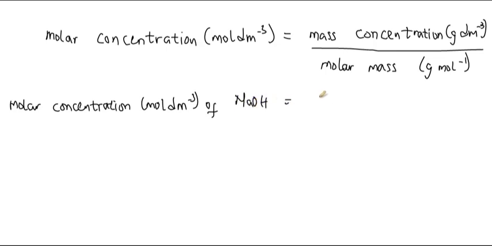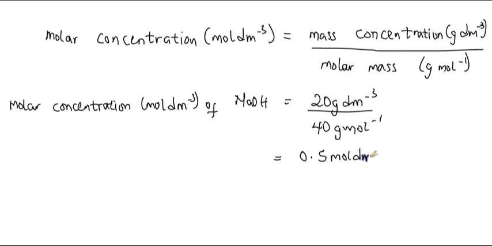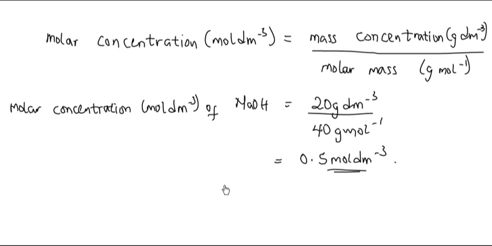From the calculation we did earlier, we have the mass concentration to be 20 grams per dm³, divided by the molar mass, which is 40 grams per mole, and this is equivalent to 0.5, and the unit mole per dm³. So we've gotten the molar concentration of sodium hydroxide to be 0.5 mole per dm³.